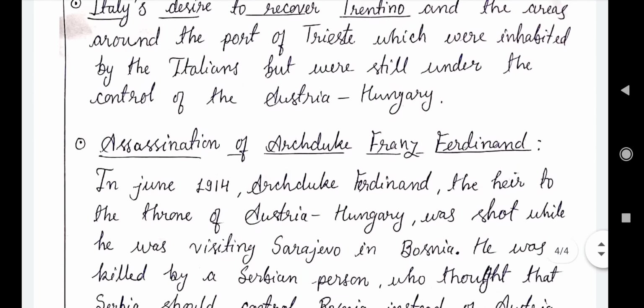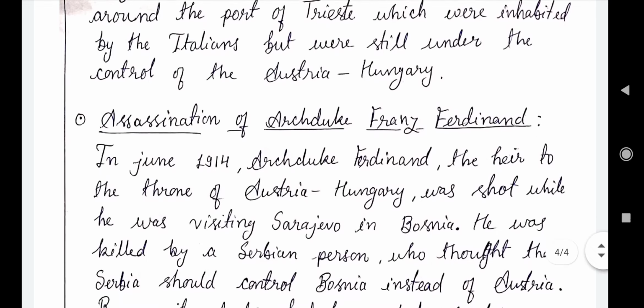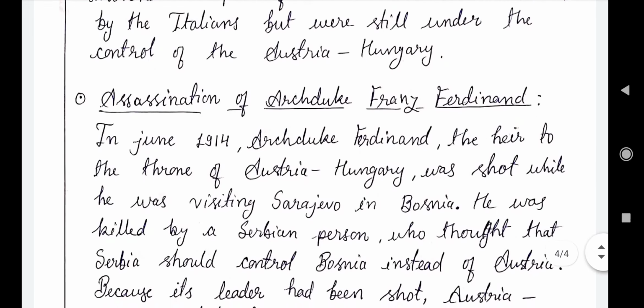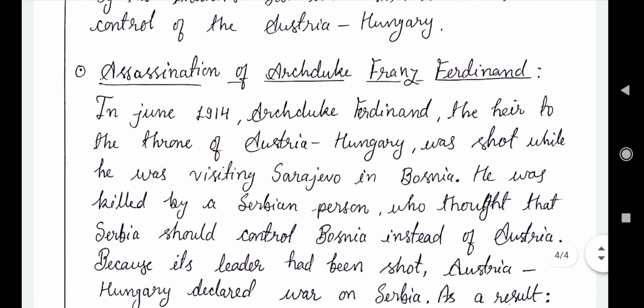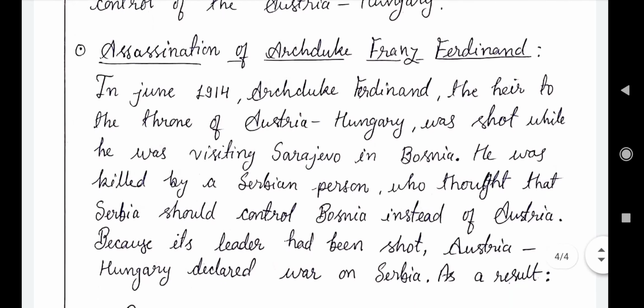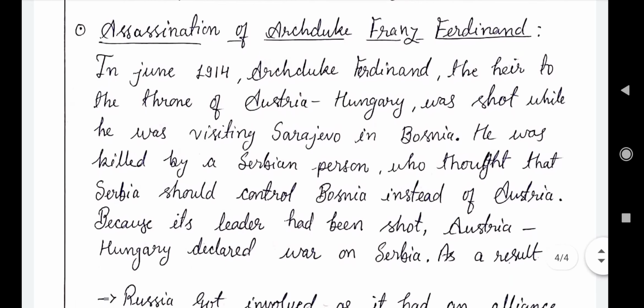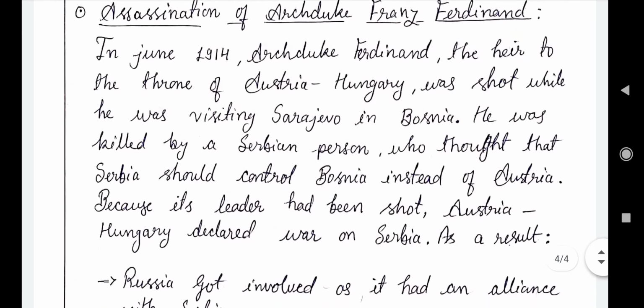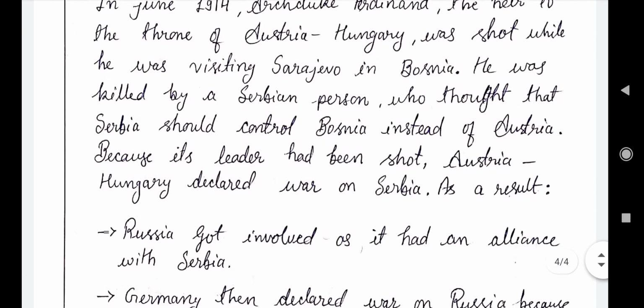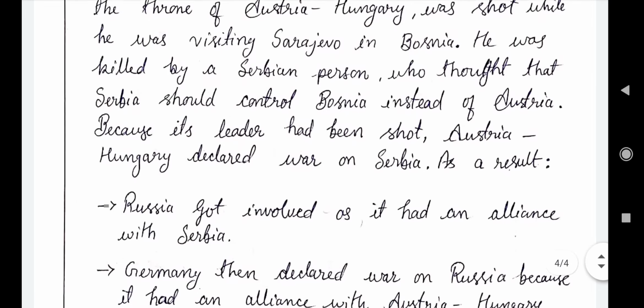Another reason is the assassination of Archduke Franz Ferdinand, which was also the immediate cause of the war. In June 1914, Archduke Ferdinand, the heir to the throne of Austria-Hungary, was shot while he was visiting Sarajevo in Bosnia. He was killed by a Serbian who thought that Serbia should control Bosnia instead of Austria. Because its leader had been shot, Austria-Hungary declared war on Serbia.